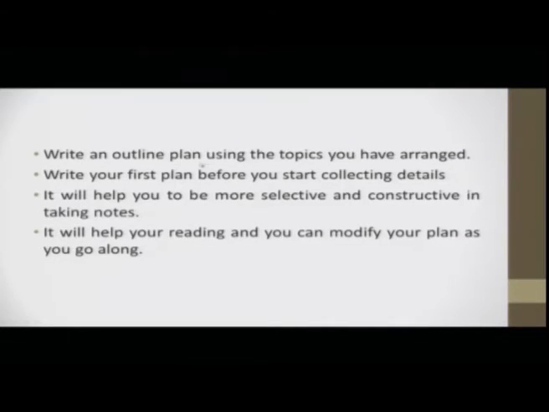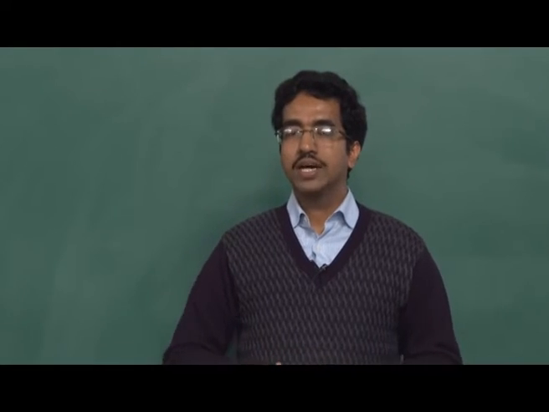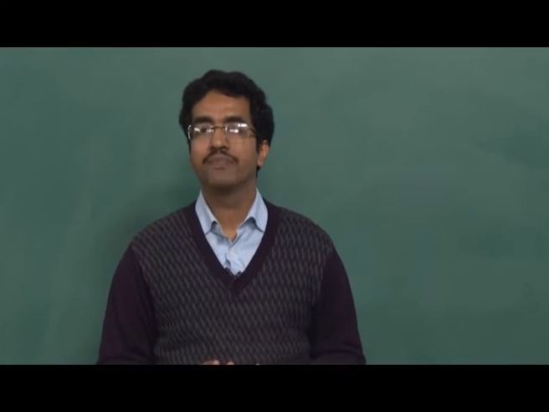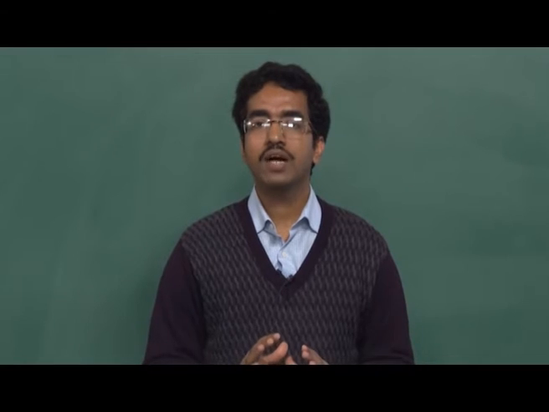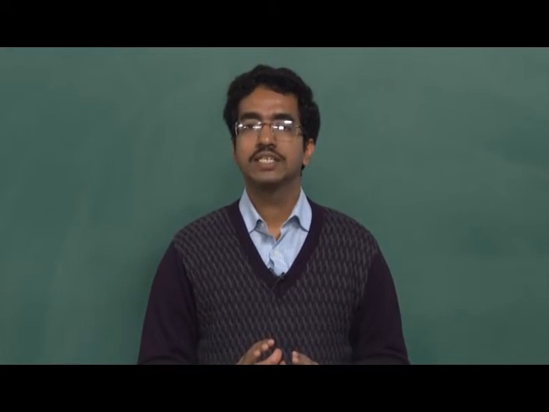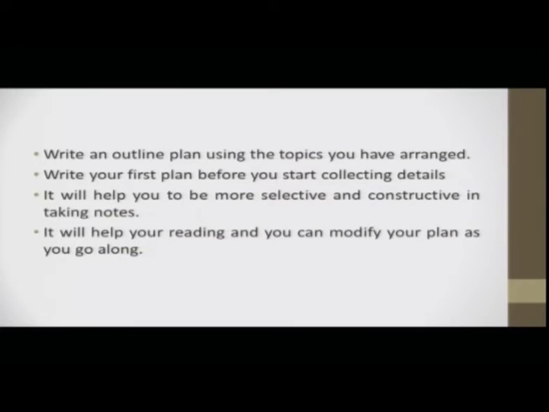Then you write an outline plan using the topics you have arranged. Preparing your first plan is very crucial, because this will help you start collecting details. For example, you have decided to write on the main causes of poverty in India, and you have identified four different subsections, say social, political, economic and others.